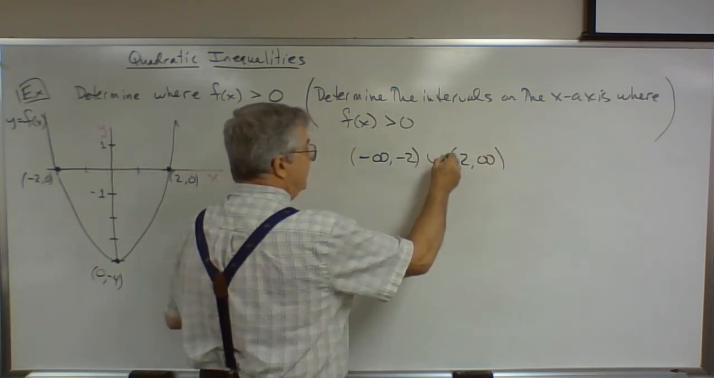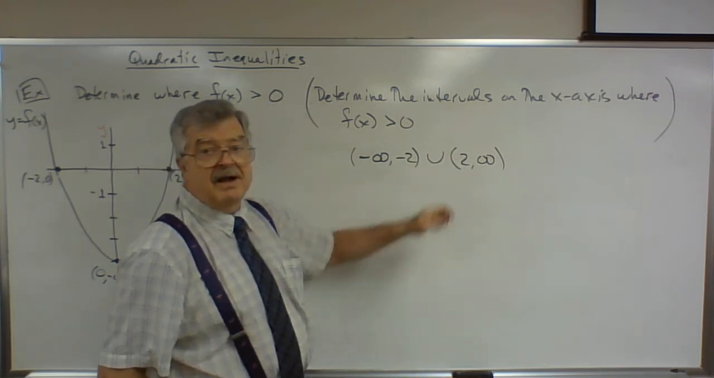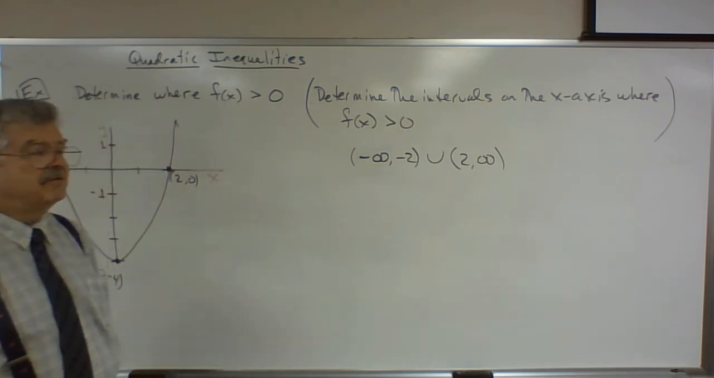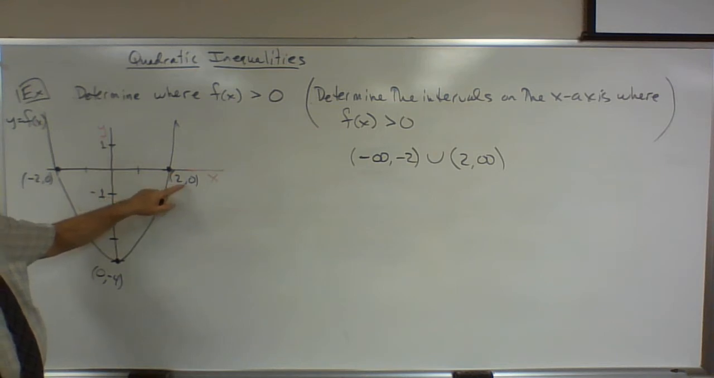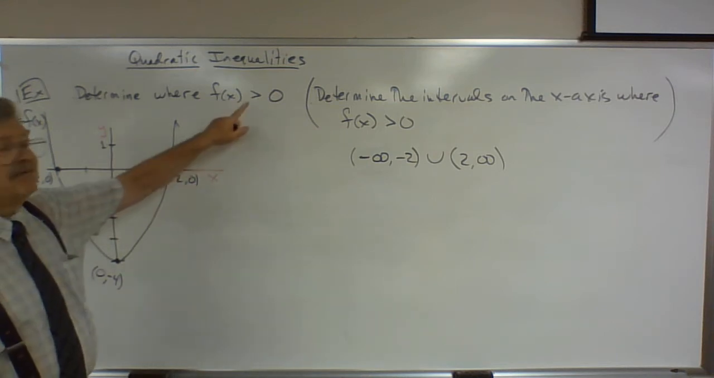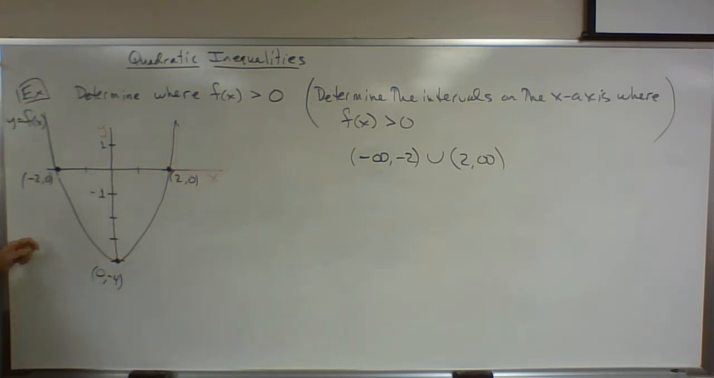is positive. And I'll put a little union symbol here to show that both of these constitute part of the solution for our question. Again, I don't include x equal 2 as being part of the solution because when x equals 2, f of x is 0. So f of x is not positive when x is 2. And similarly, when x is negative 2, f of x is 0. So f of x is not positive when x is negative 2.